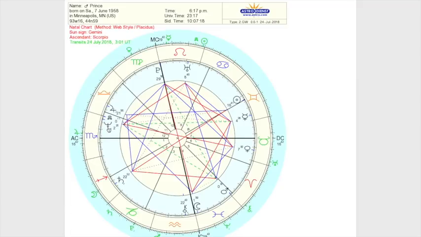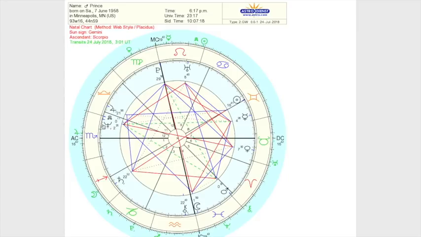Neptune is fantasy, illusion, delusion. It's also a very artsy energy. It rules photography, film, music, dancing, painting, anything that gets you lost outside of reality and where you could just float in your own zone. That is Neptune. So he has Neptune in Scorpio, and his ascendant is in Scorpio. So he was a very dreamy person.